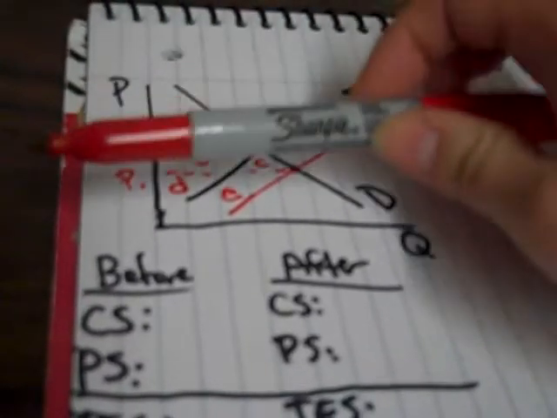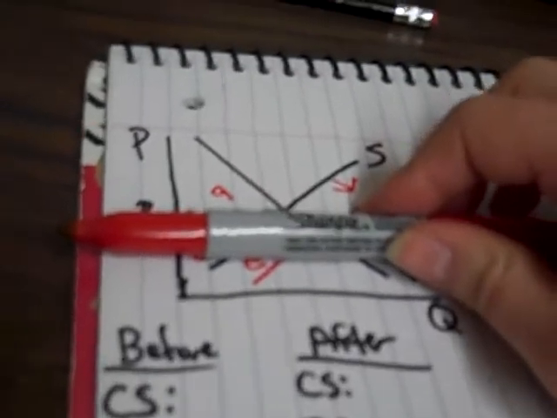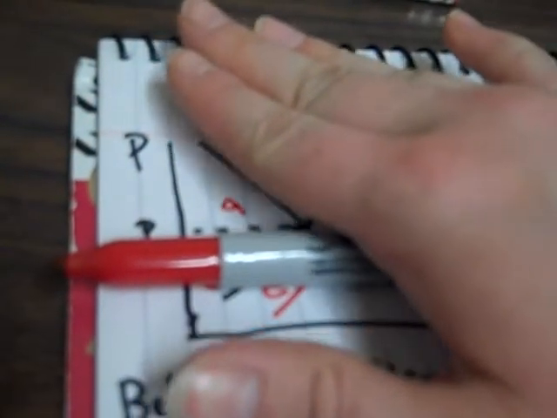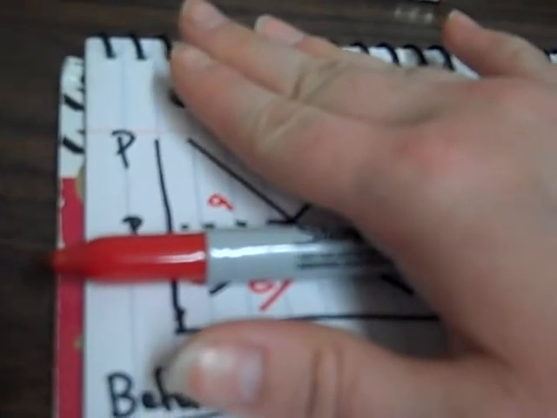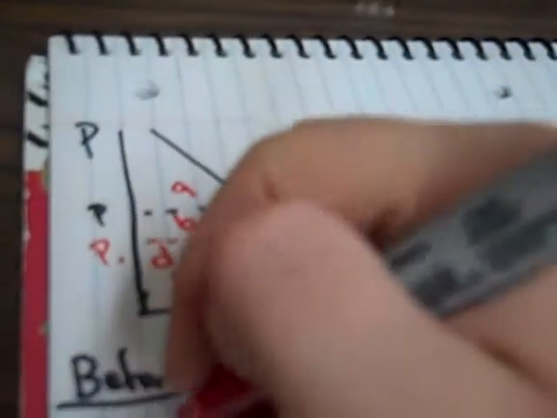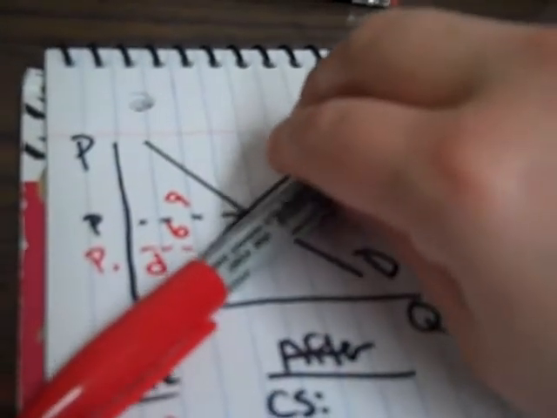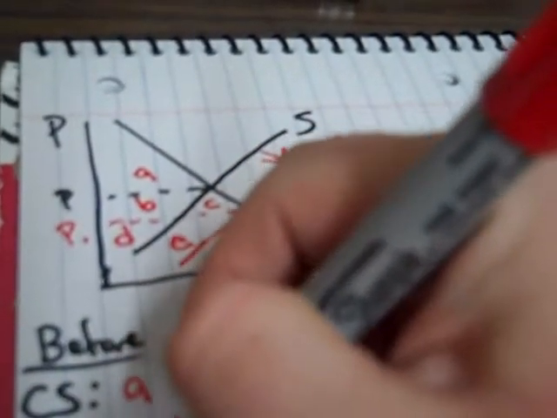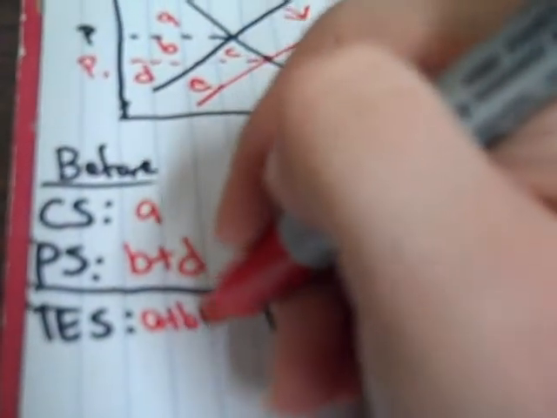So before the shift, we're looking above the black price line and to the left of our demand curve to come up with the consumer surplus. So we just see area A. And then we're going to look to the left of our supply curve and below the price line. So we would see areas B and D. And then for the total, you would add them all up, A plus B plus D.